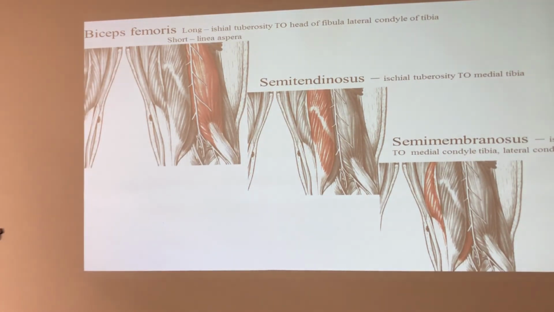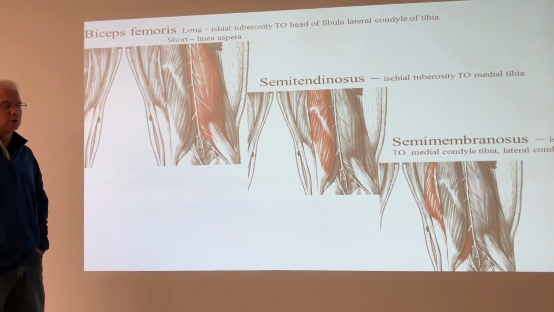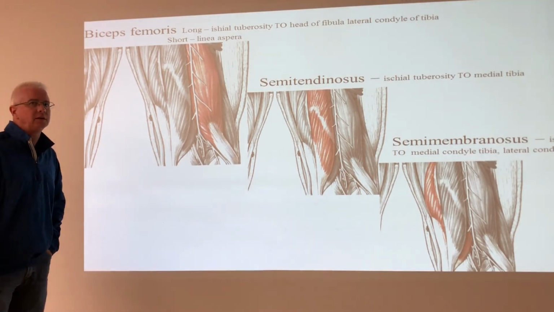All right, so here we go with the hamstring muscles. So the first two we have here are the two heads of the biceps femoris, one long and one short, and thank goodness this long and short description works. The long head is attached to the ischial tuberosity.